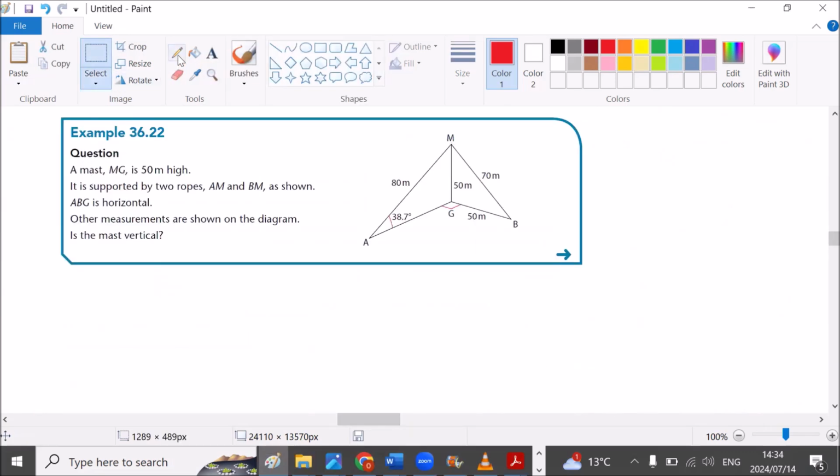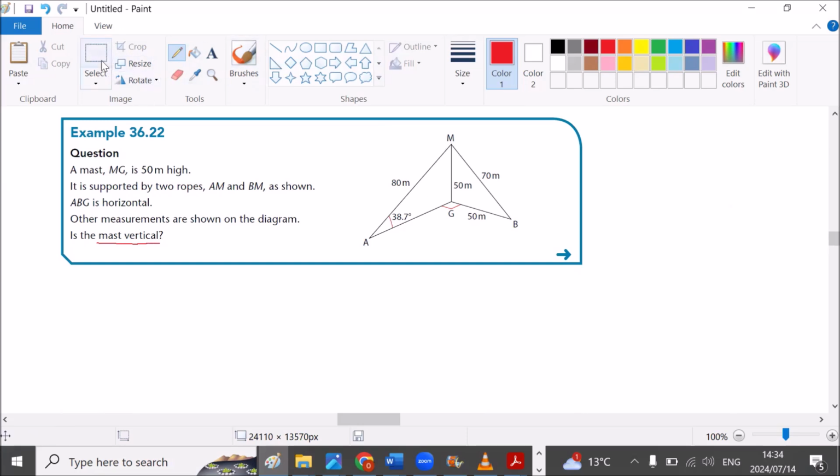Okay, let's look at this question. A mast MG is 50 meters high. So MG, this is a mast 50 meters high. It is supported by 2 ropes, AM and BM. Other measurements are shown on the diagram. Is the mast vertical? Okay, is this a vertical mast?